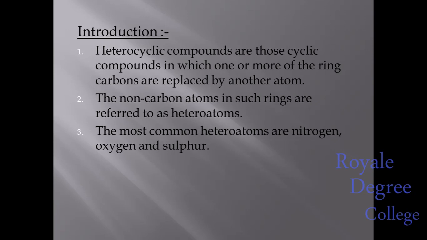So heterocyclic compounds are those cyclic compounds in which one or more of the ring carbons are replaced by another atom. The non-carbon atoms in such rings are referred to as heteroatoms. The most common heteroatoms are nitrogen, oxygen and sulfur.